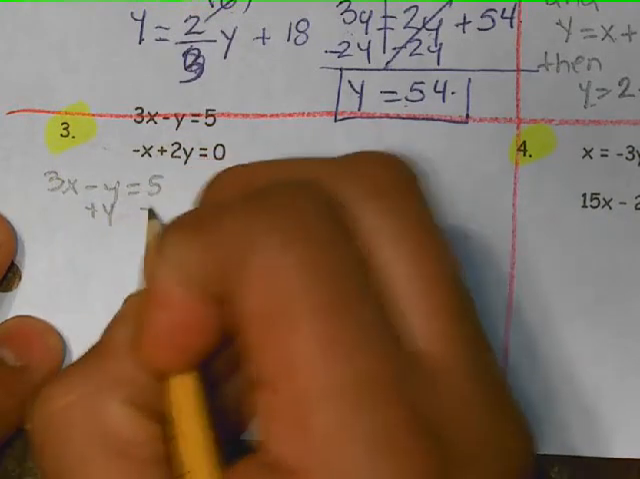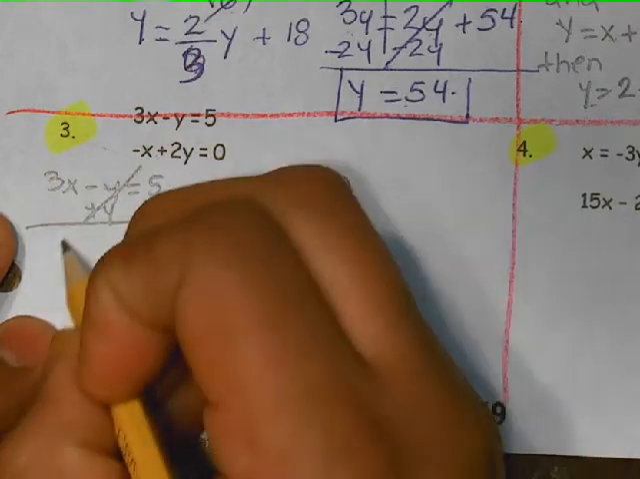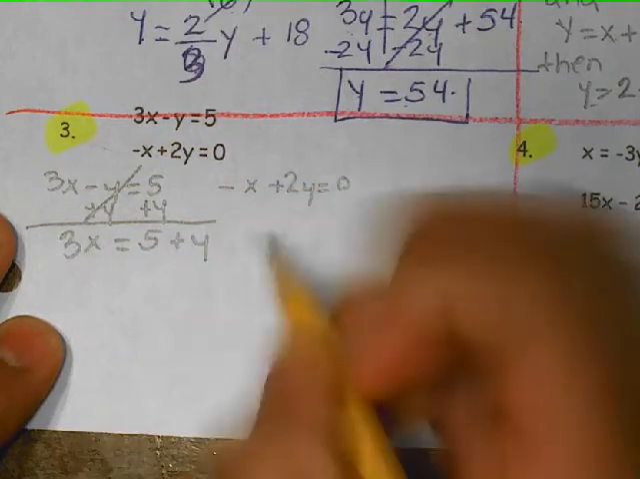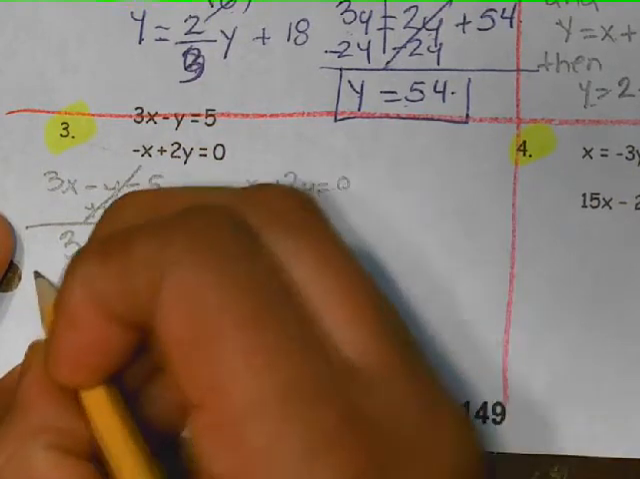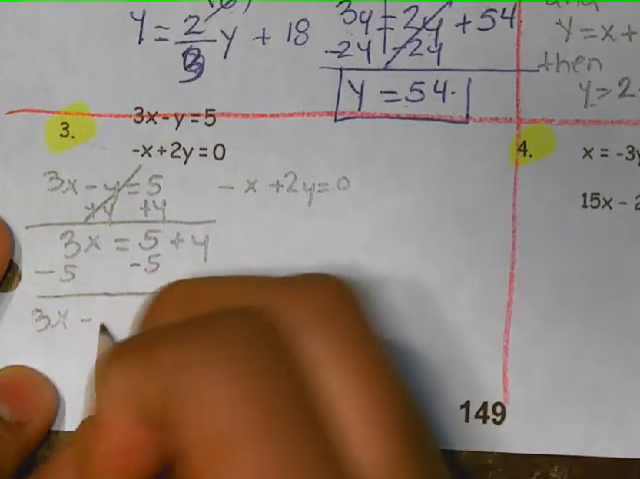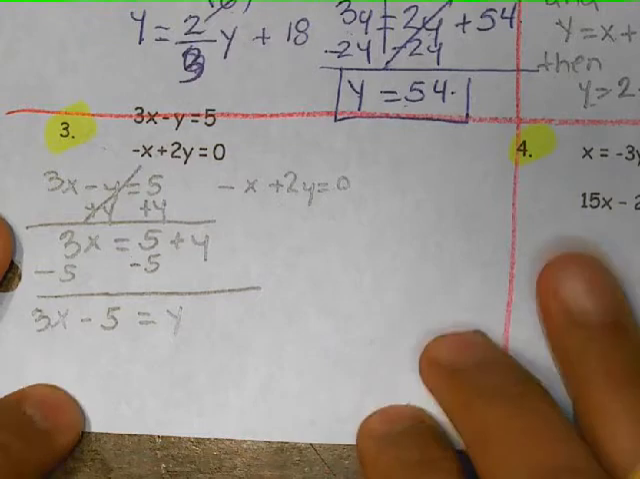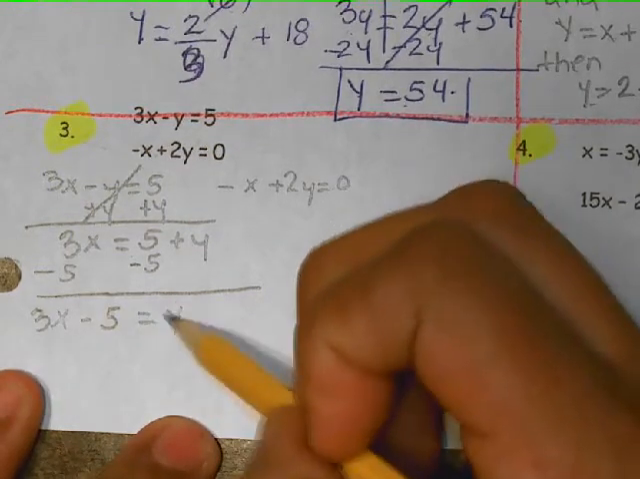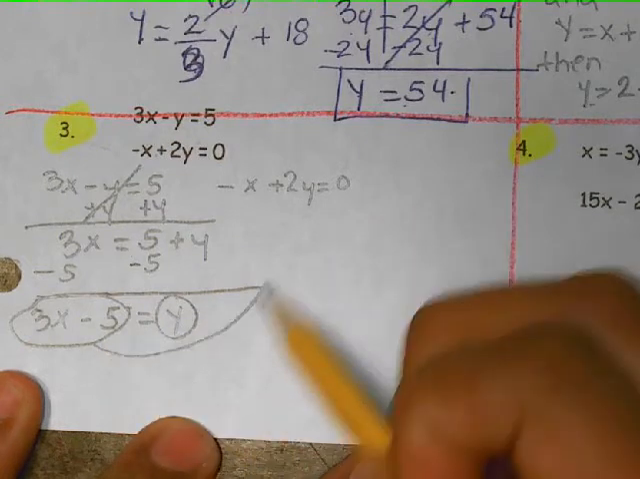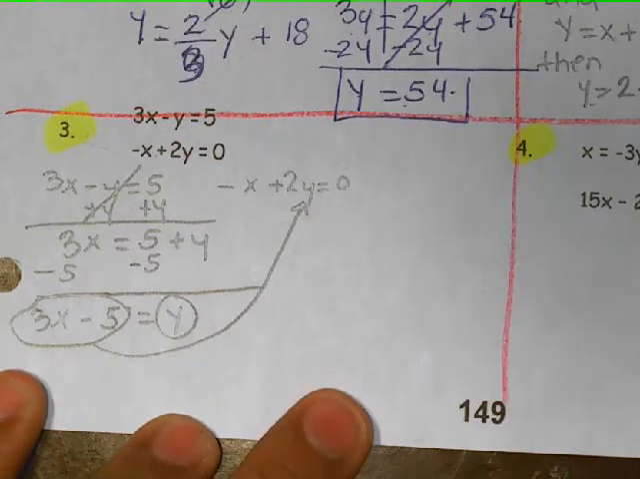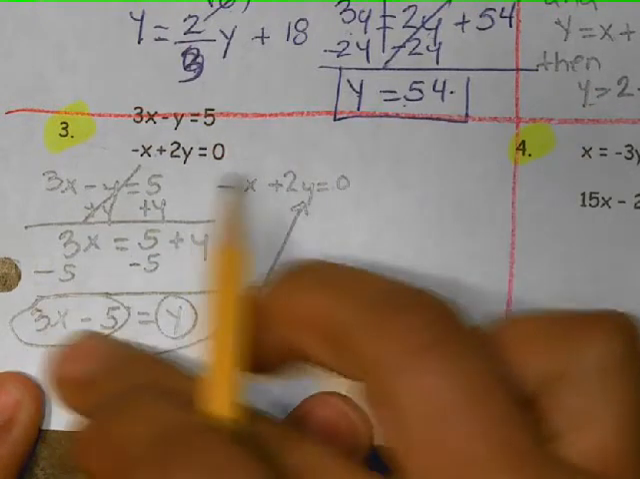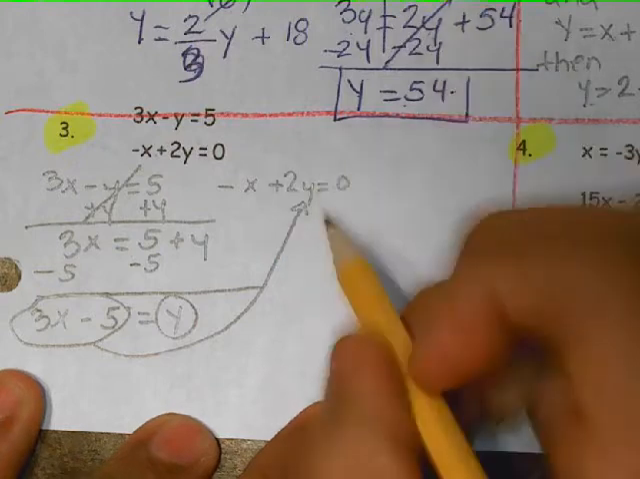So I'm going to use this equation right here to find how much is the y. I'm going to do plus y on both sides. And that makes it 3x is equal to 5 plus y. So then we take away 5 from each side and we get 3x minus 5 is equal to y. Since we know that y is equal to this, I can replace this over here in my equation. So let's show the substitution. I'm going to take this whole thing and put it right in there.